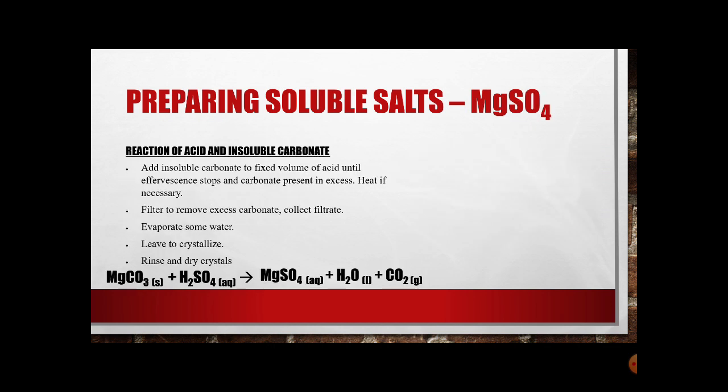We could also have a reaction between an insoluble carbonate and an acid to create a salt. Again, a suitable acid is used to provide the anion we require. The carbonate must possess the appropriate cation. To prepare magnesium sulfate, since the cation is magnesium, the carbonate must be magnesium carbonate. The acid must be sulfuric acid since it contains the sulfate ion.